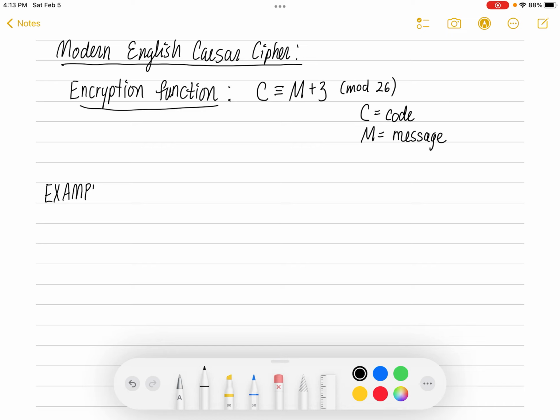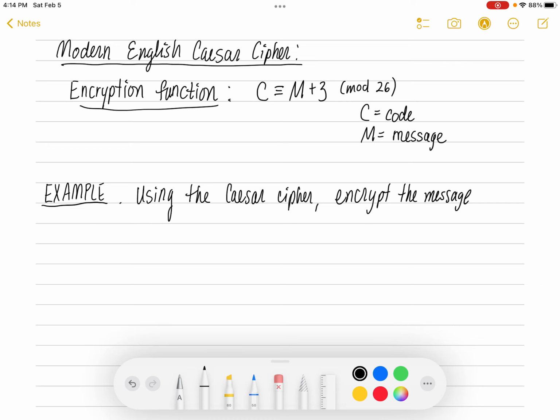So, example: using the Caesar cipher, encrypt the message below. The message is, well, since Valentine's Day is coming up soon, let's encrypt the message, I love you. So that is our message.